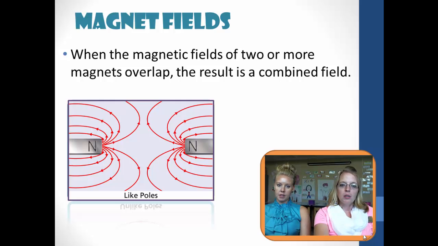And then here's the next one. So this is what happens when you have two like poles. Our picture represents north and north, but it would be the same thing if it was south and south. So north and north don't like each other. So instead of having your lines connecting the two magnets, they're actually pushing away from one another, and they're traveling towards the south pole of their own magnet. So when you feel that push of your magnets trying to stay separate, that's because the magnetic field is actually pushing against one another like this.